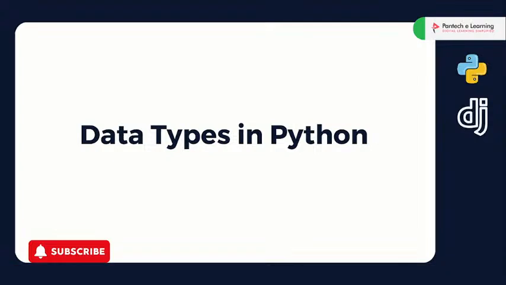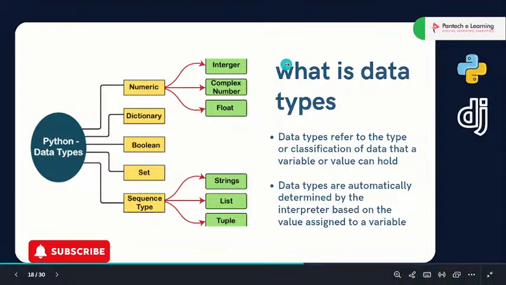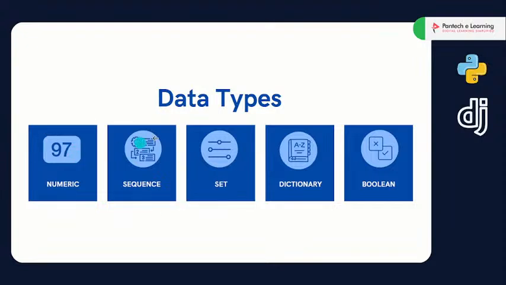Now we understand what a data type is. Previously we spoke about what a variable is. A variable is a container that can store data and values. Now, a data type refers to the type or classification of data that a variable or value can hold. Basically, data types are the different types of data that can be stored in a variable. What are the data types? We have numerical data types, sequence data types, set data types, dictionary and Boolean. These are the types of data types.